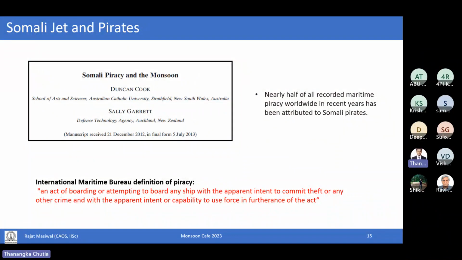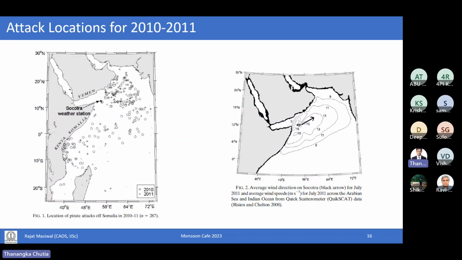line of the paper is: nearly half of all the records of maritime piracy worldwide in recent years have been attributed to Somali pirates. So that's why when we talk about pirates, we always talk about Somali pirates. And what is the definition of piracy? The International Maritime Bureau defines piracy as an act of boarding or attempting to board any ship with the apparent intent to commit theft or any other crime, and with the apparent intent or capability to use force in furtherance of that. So this study basically looks at the effect of monsoon winds on Somali piracy.